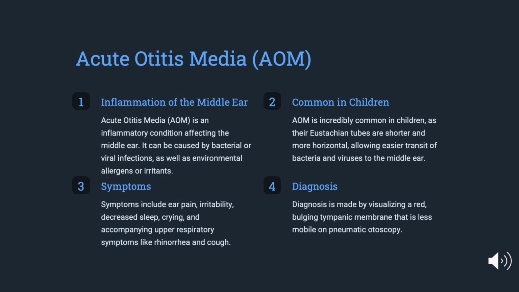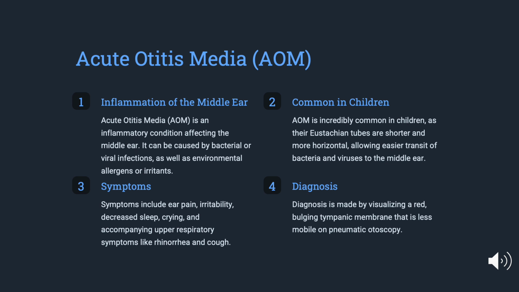Acute otitis media is an inflammatory condition of the middle ear, commonly seen in children. It typically occurs due to bacterial or viral infections, as well as exposure to environmental allergens or irritants. Children are particularly susceptible to acute otitis media because their eustachian tubes are shorter and more horizontal, making it easier for bacteria and viruses to reach the middle ear.